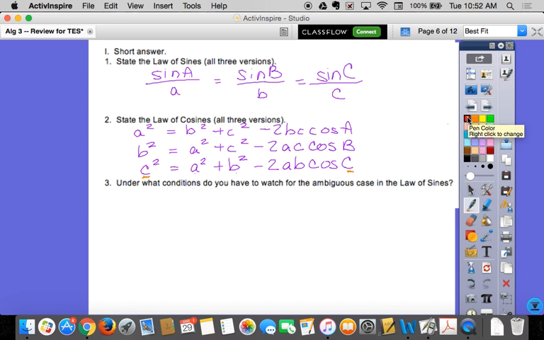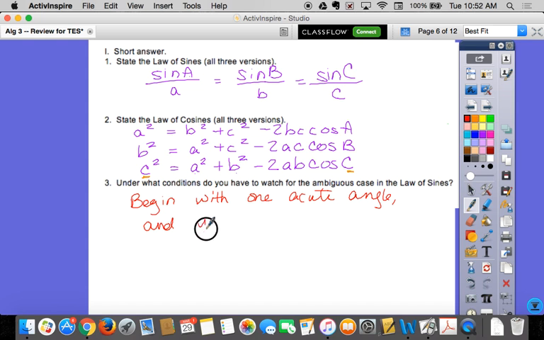Okay, this question here says, under what conditions do you have to watch for the ambiguous case in the law of sines? Okay, law of sines, ambiguous case. It only appears when you begin with one acute angle and you find an acute angle. There's your ambiguous case.